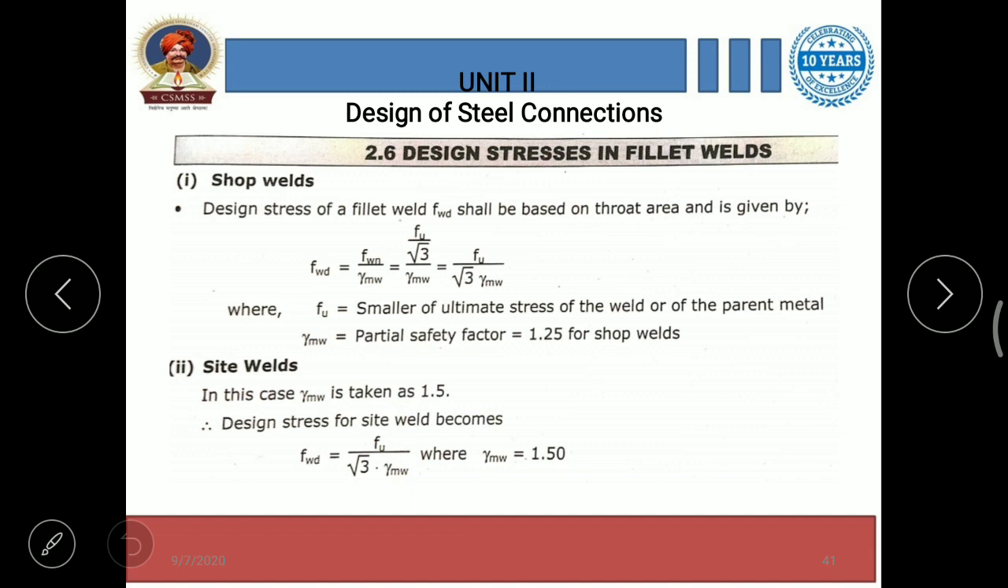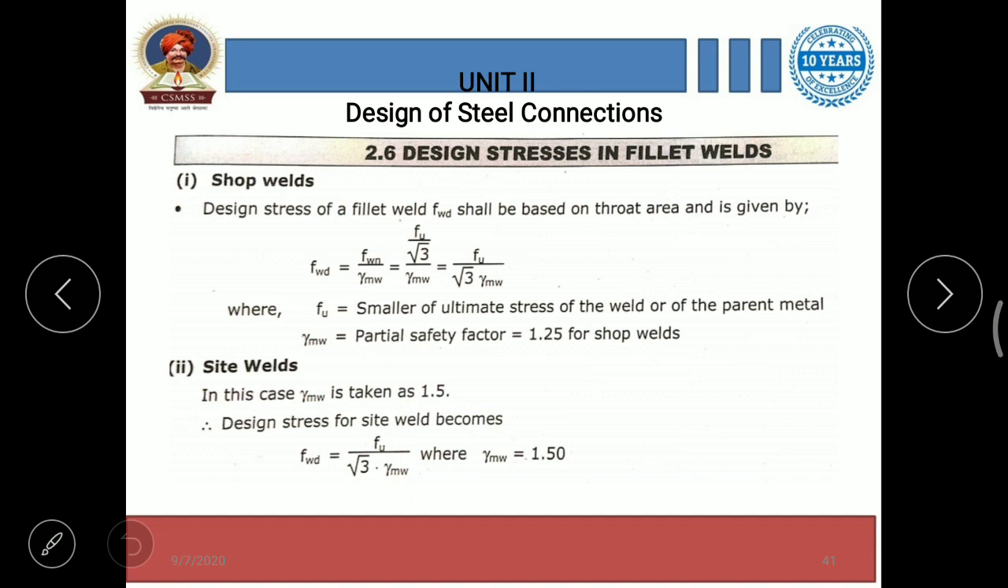In the last lecture we have studied design specifications of fillet welds, and after that this is some important part: design stresses in fillet welds. First one, shop welds.